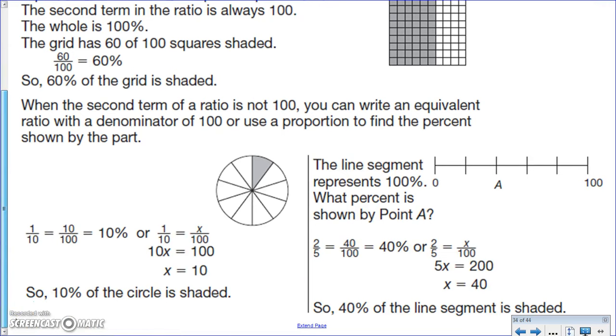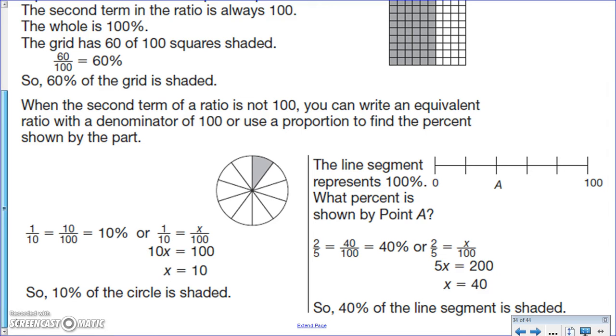So here, for the circle, they have one section shaded out of 10, so that's 1/10. They multiplied the numerator and the denominator of the fraction by 10 to get up to 100, so then you get 10 out of 100, which makes it 10%. Or you can write it as a fraction, so they have 1 over 10 equals x over 100. X is just a variable, it just means an unknown number.